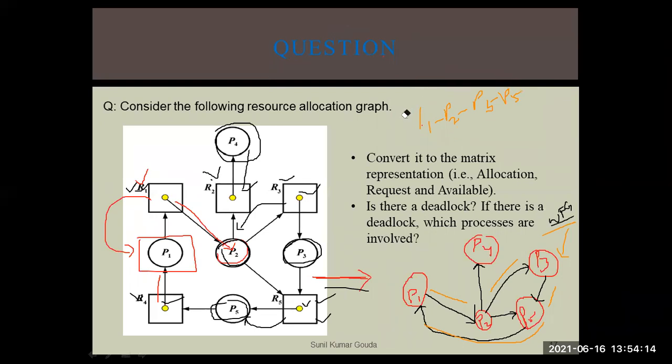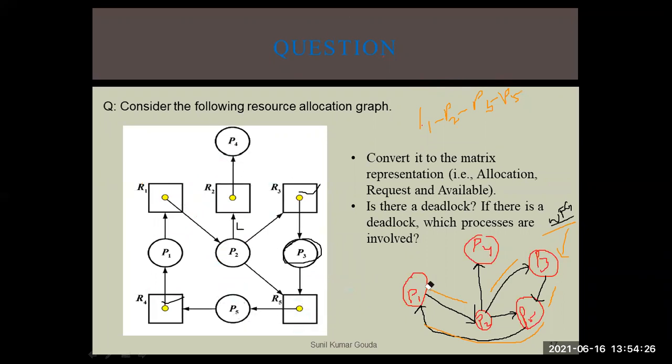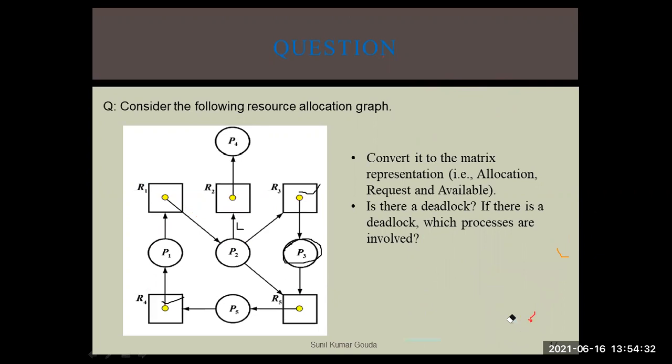Is it clear to all of you? Is it clear how we are finding the wait for graph? Okay, so it is clear. Try this question.